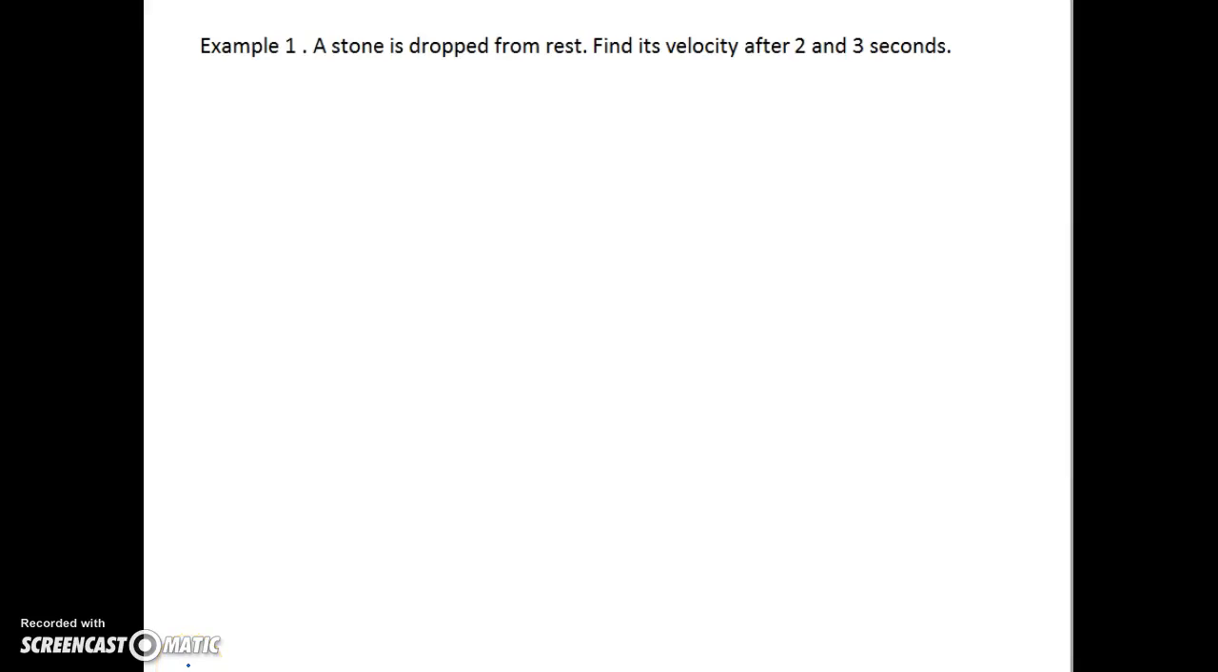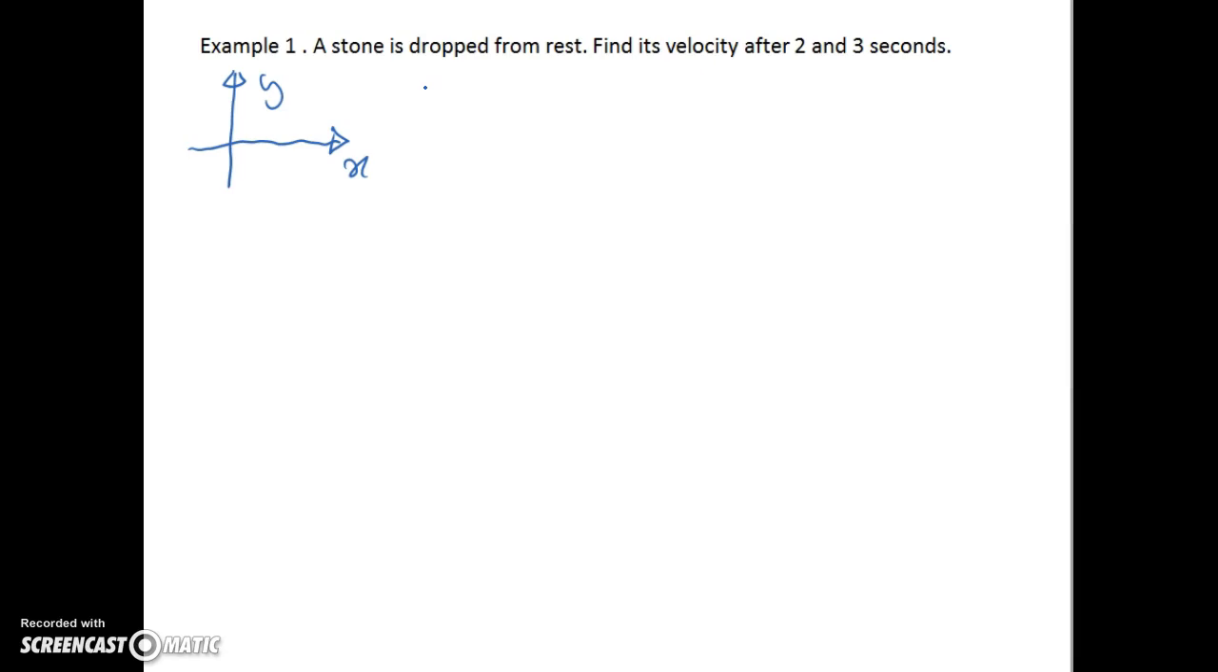Let's consider example 1. A stone is dropped from rest. Find its velocity after 2 and 3 seconds. In all problems of this kind, you should draw your axis system so I understand what axis system you are working in. And I strongly recommend that you always work in normal coordinates x and y.